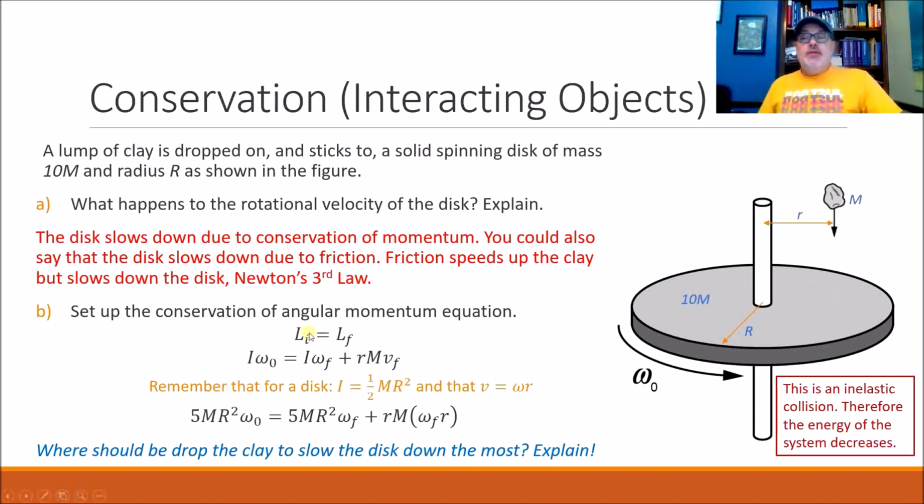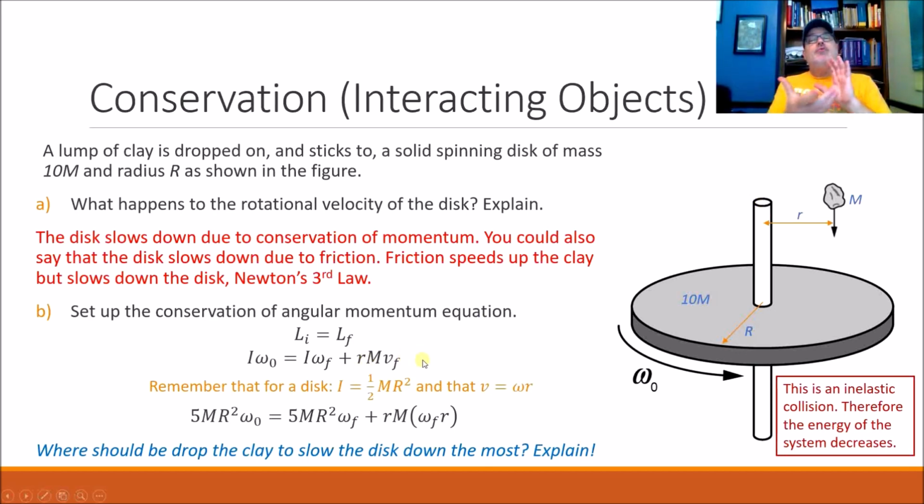Now, conservation of angular momentum, before and after about this axle should be the same, since it's free to rotate. So I have an I omega naught for my original rotating disk. Then I have an I omega final for the final omega of the disk. And then I have just a lump of mass that's going to be going around a point. So that's going to be an r m v final.